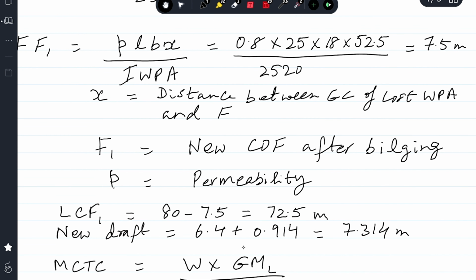So what is LCF1? Originally center of flotation was 80 meters from aft perpendicular, because length is 160 meter. Now it has shifted 7.5 meter towards aft. So LCF1 will be 80 minus 7.5 is 72.5 meter. That is the distance of the new center of flotation F1 from aft perpendicular. And new draft is original draft 6.4 plus sinkage 0.914, 7.314.